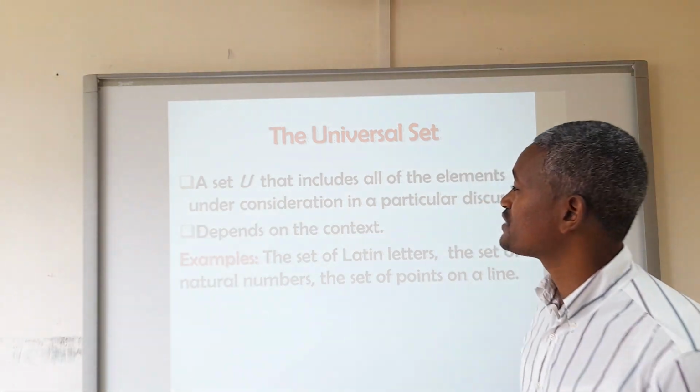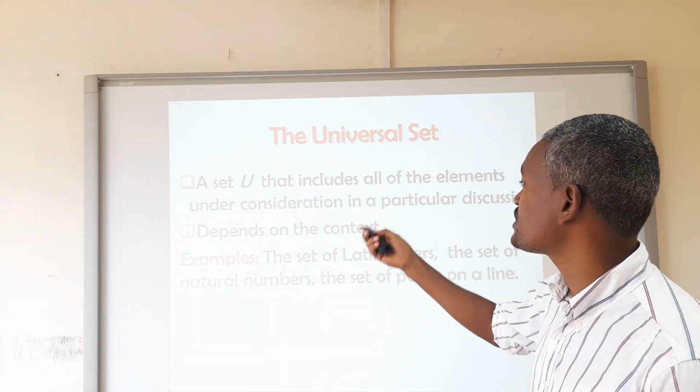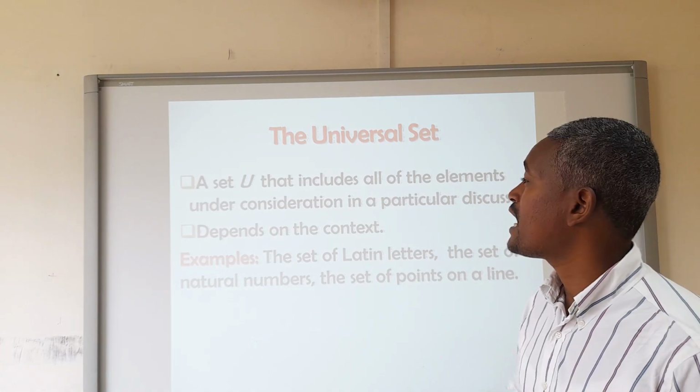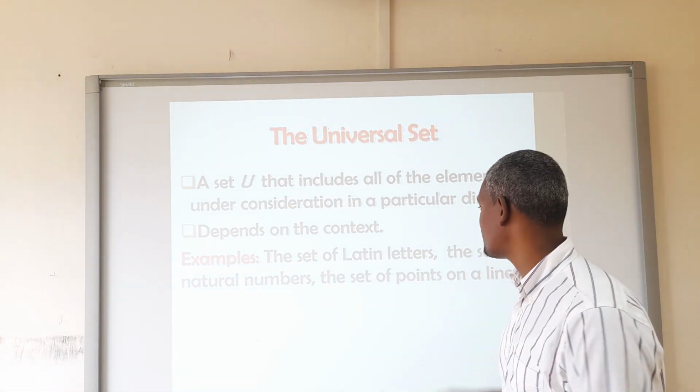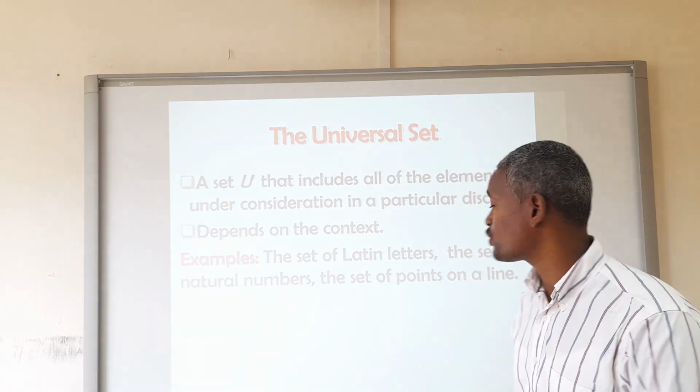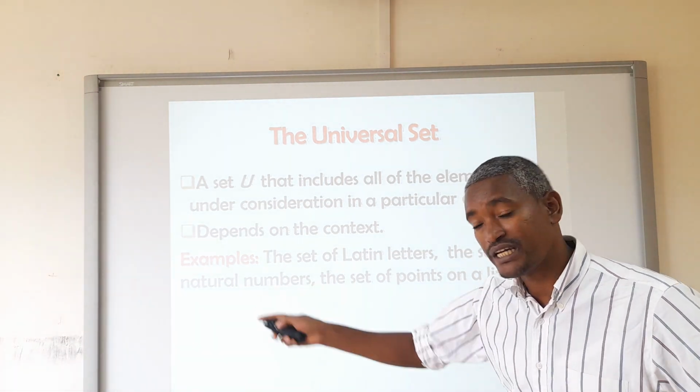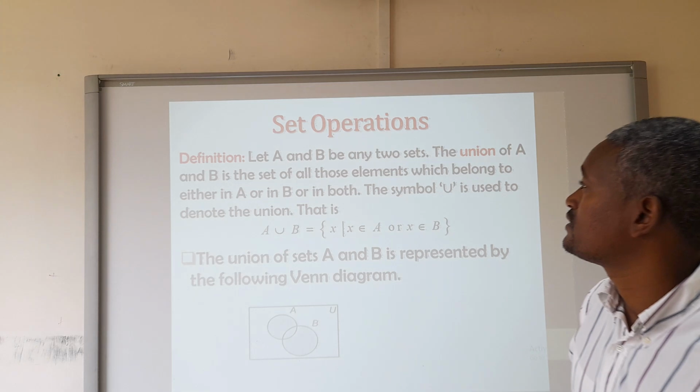The other one is the universal set. A universal set is a set that includes all elements under consideration in a particular discussion. For example, the set of Latin letters, the set of natural numbers, the set of real numbers, the set of points in a line, and so on.